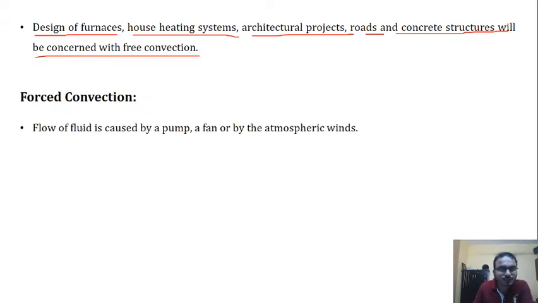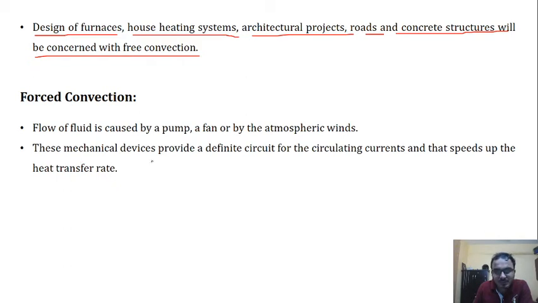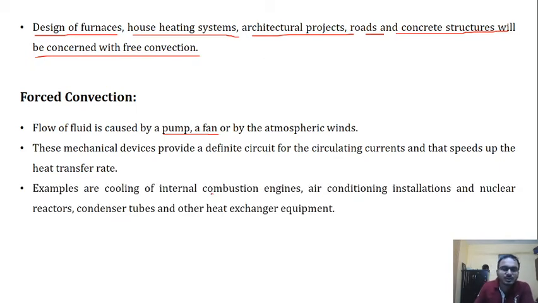Here the flow of fluid is caused by a pump, a fan or by atmospheric winds. These mechanical devices, that is devices like pump and fan, provide a definite circuit for circulating currents that speeds up the heat transfer rate. Examples are cooling of internal combustion engines, air conditioning installations, and nuclear reactor, condenser tubes, and other heat exchanger equipment. So these are the examples of forced convection.